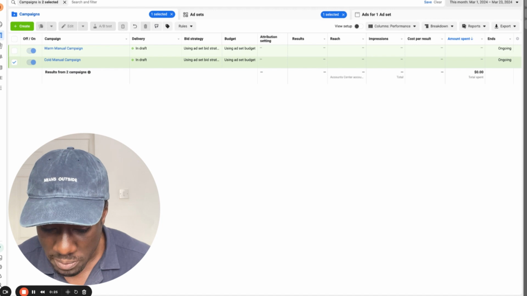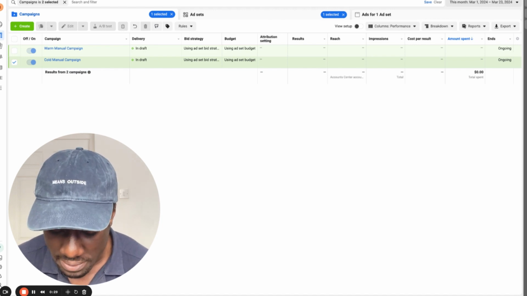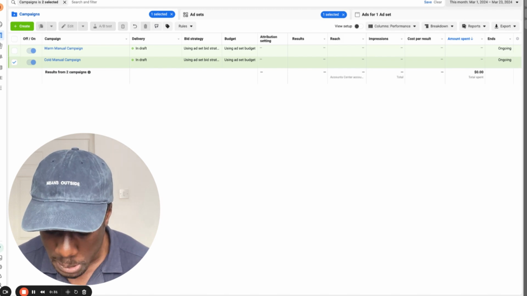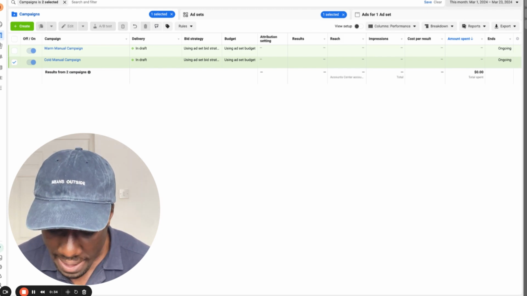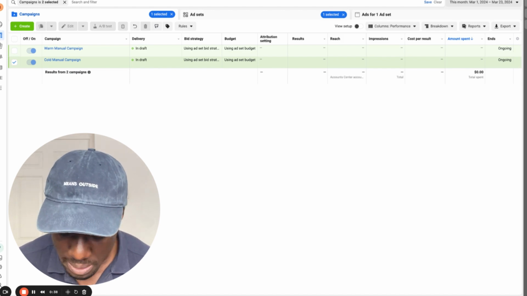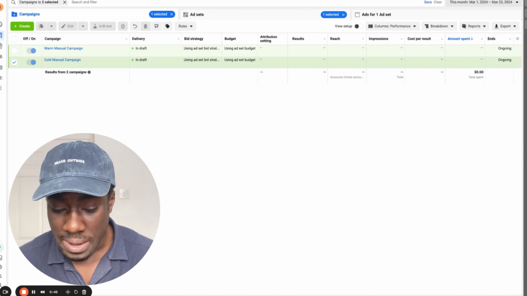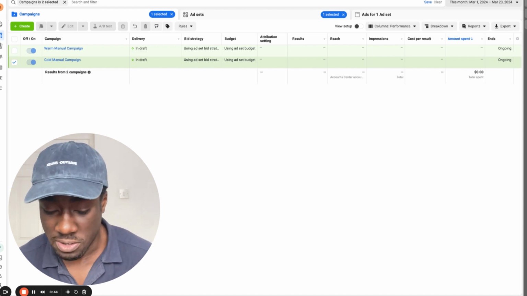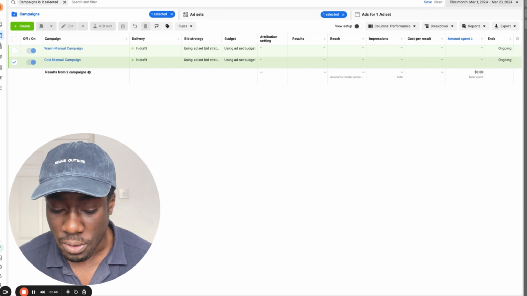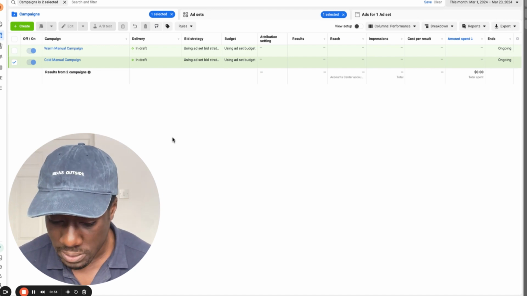I'll go over the mistakes, but you can see here that they have a cold manual campaign and a warm manual campaign. Essentially, these two campaigns are separate from each other, which is good. Obviously, the cold campaign will target people who have never heard of the brand before, and the warm will target people who have heard of the brand before, but usually had not visited the website or had not taken actions on the site. So to start off, I'll start with the cold campaign.